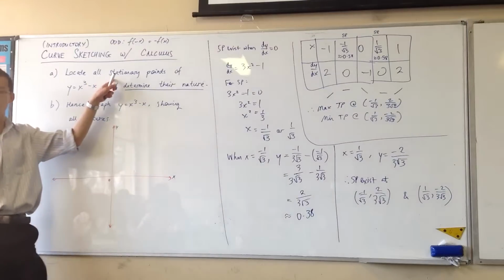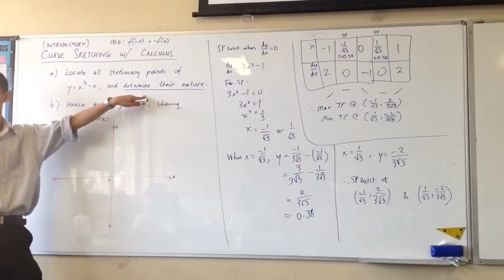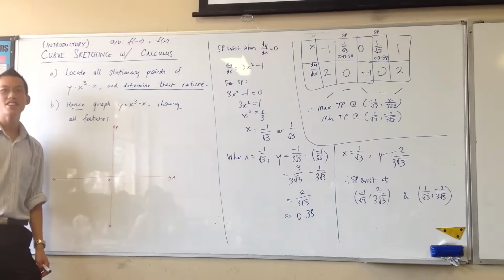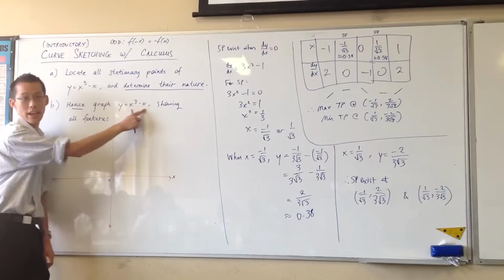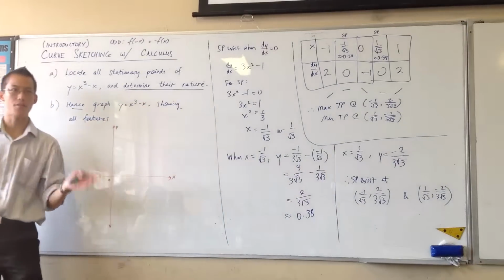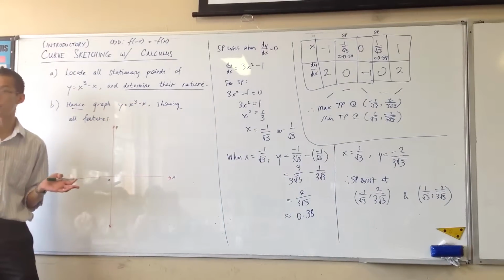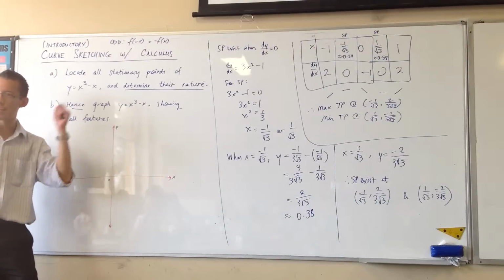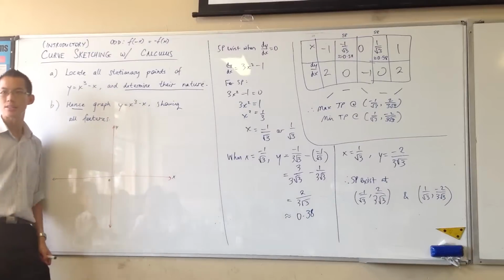We've located all the stationary points, we've determined their nature, okay? So now we get to do the fun bit, hence, graph. Now, in year 9, you could have graphed this already, okay? But what this is providing is a lot of extra information for what it's going to look like, and we can be precise, okay? So if we're to graph something, go back to the year 9 version of you, what would you do to make it easier to graph?